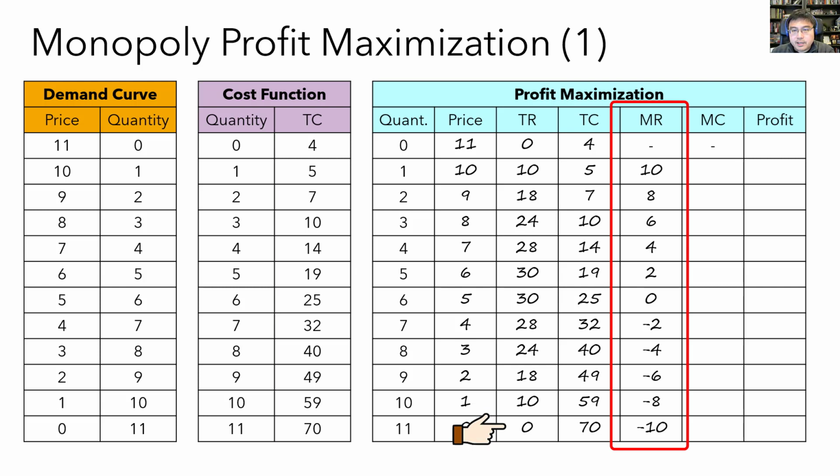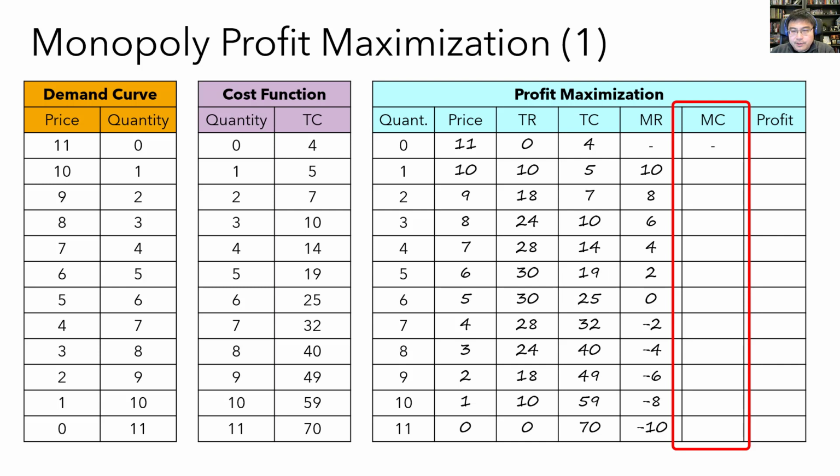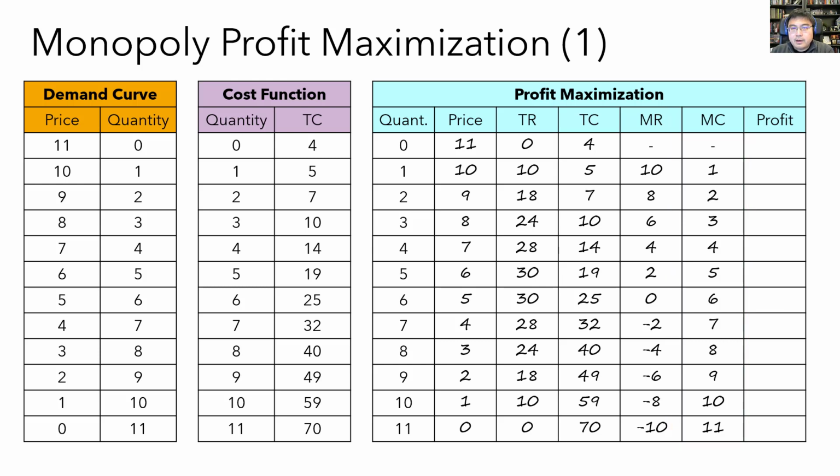Okay, now let's do marginal cost. The marginal cost for the first unit is 1 because we're going from a total cost of 4 to a total cost of 5. It's 2 for the second unit, 3 for the third unit, 4 for the fourth unit, and so on, right? 6, 7, 8, 9, 10, 11. Okay, so there's our marginal cost. All right, so at this point, if I were to ask you what quantity maximizes profit, you could simply look at the table here and realize that profit is going to be maximized when marginal revenue equals marginal cost, right? That's true for all firms. And that happens at a quantity of 4, okay?